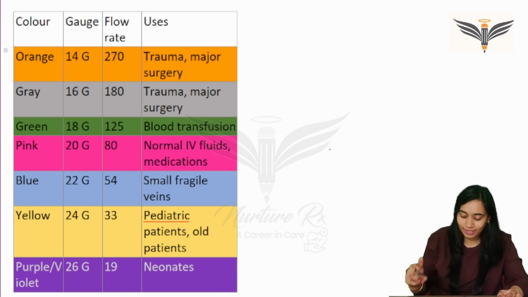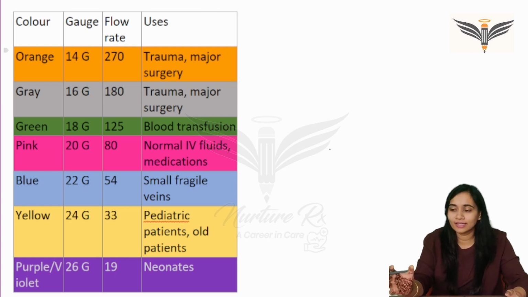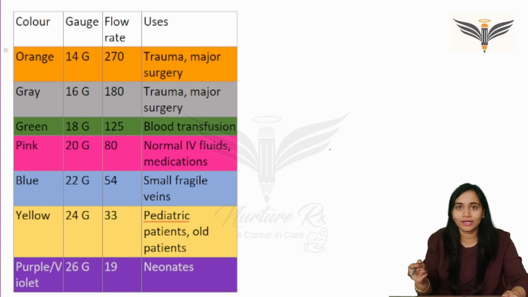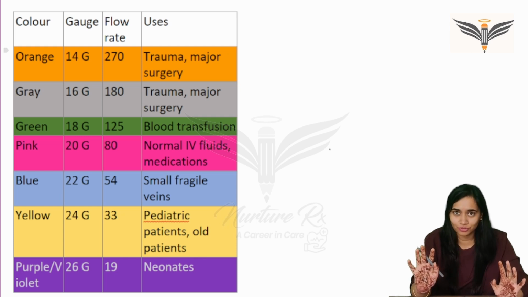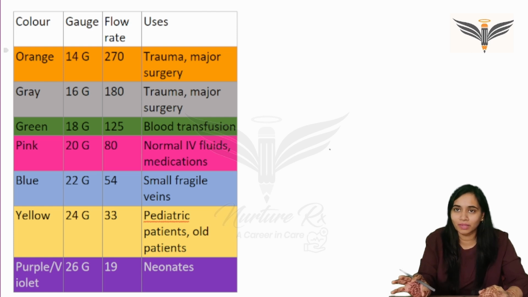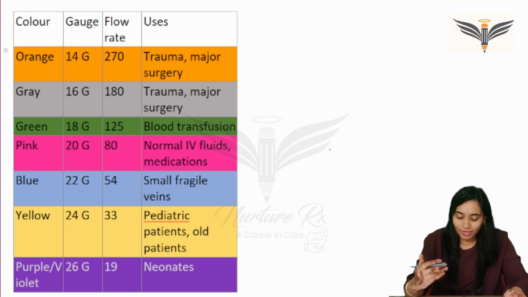Now coming to the next one, the pink color cannula. Your pink color cannula is 20 gauge, and what is it used for? Whenever you go into the wards and open the drawer shelf where the cannulas are kept, the most common cannula that you're going to find is the pink color cannula. This cannula is used for normal IV fluid transfusion. Whenever you have to give normal IV fluids or the usual regular medication, you are going to use a pink color cannula.